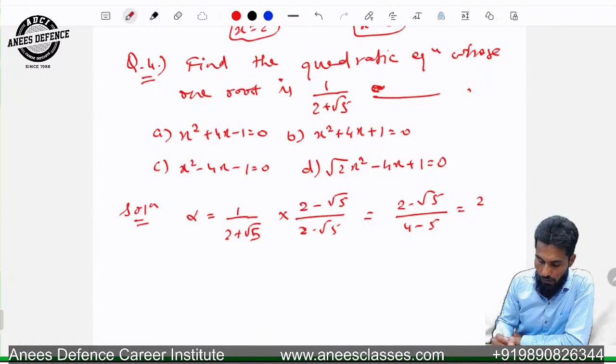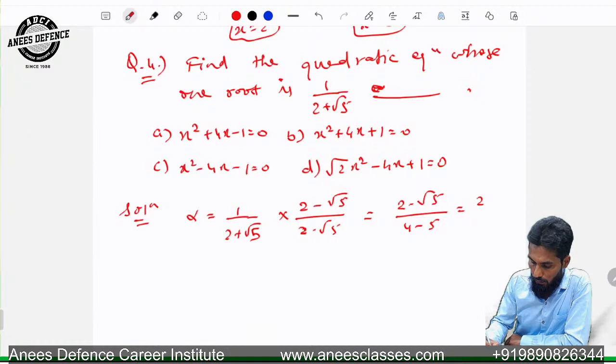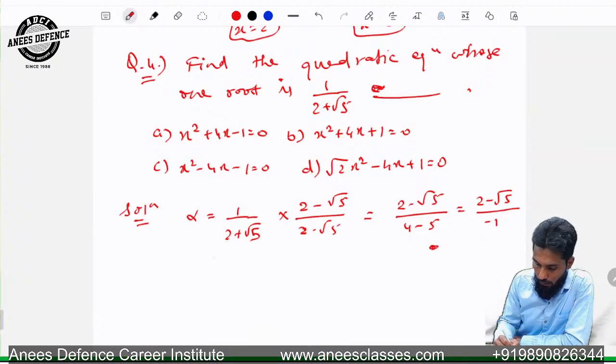Now we can come to the question. As they have given the value of one of the roots as alpha, 1 by 2 plus root 5, we can take the rationalizing factor as 2 minus root 5 and then solve it. So in the denominator we will get minus 1. So minus 1 will go to the numerator, and your actual alpha becomes root 5 minus 2. Due to this minus 1, the sign of the numerator needs to change. So we got alpha here.